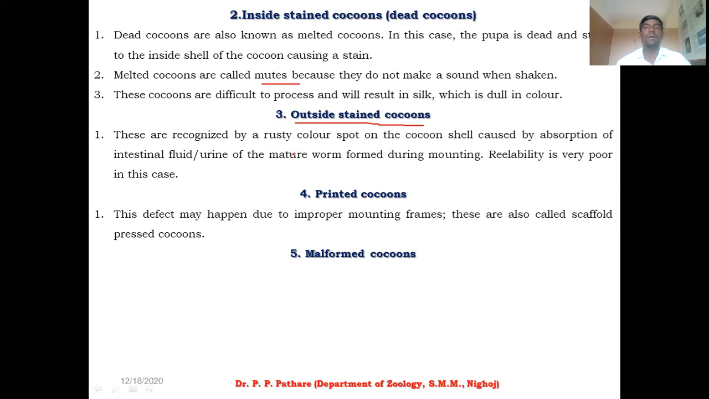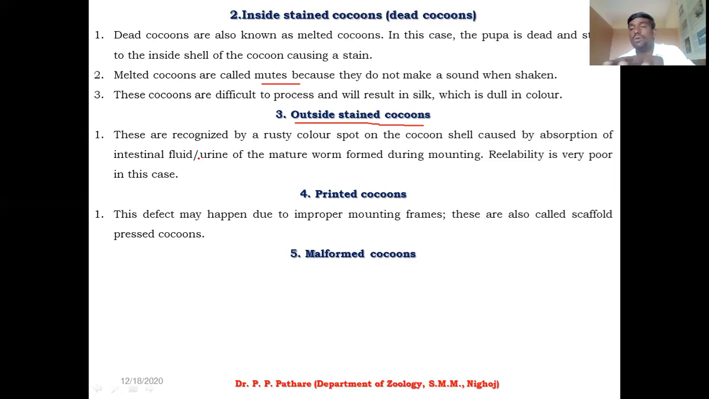If your matured worms are crawling on the totally spun cocoon, at that time intestinal fluid is released. I gave the information regarding this. After the death of the pupa, it can also release some body fluid, and this body fluid has some color, and this color is attached inside the cell of the cocoon. Now here the mature larva will crawl on your cocoon.